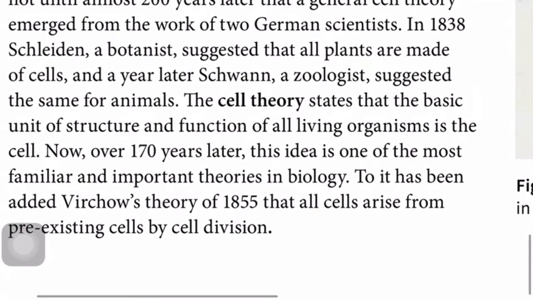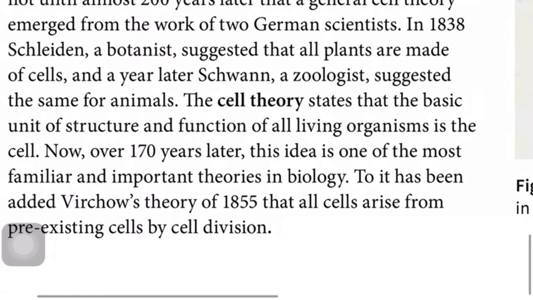The cell theory states that the basic unit of structure and function of all living organisms is the cell. Now, over 170 years later, this idea is one of the most familiar and important theories in biology. So why structure and function? Definitely, cells must have a structure and cells must have a function, like the liver cells, the kidney cells, the heart cells, the muscle cells, the nerve cells, the body cells, the germ cells. These are the different types of cells that do a function, and a cell, since it is a unit, consists of other things, which are organelles and cytoplasm that work together. We'll see them in great detail later.